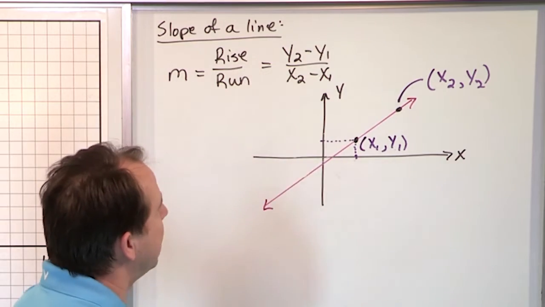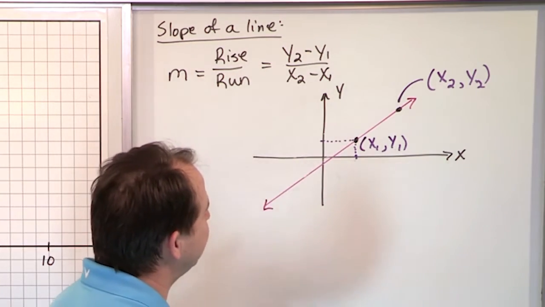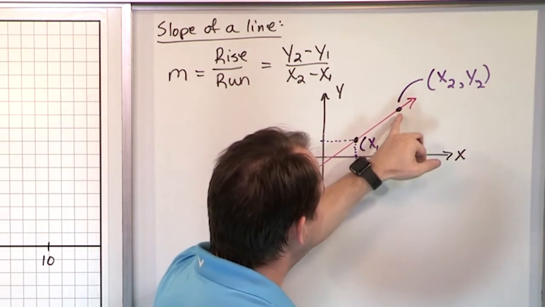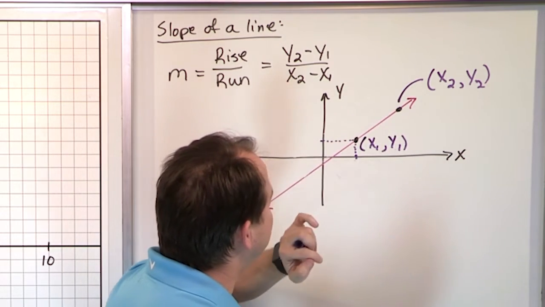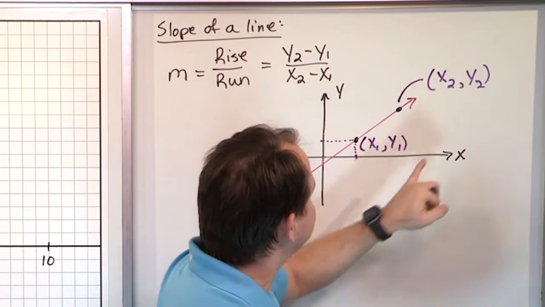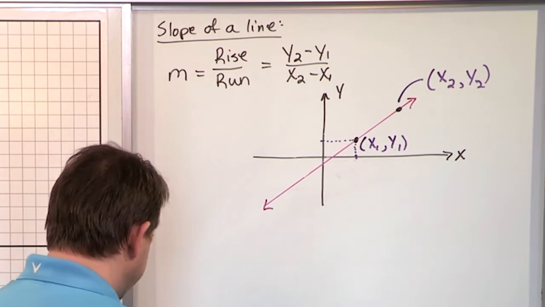We're going to have numbers. But for now, we're not using numbers. We're just using the variables. It's going to have an x and y coordinate, and this one's going to have an x and y coordinate. This is point number 2. That's why the 2s are there. This is point number 1. This is the 1 there.